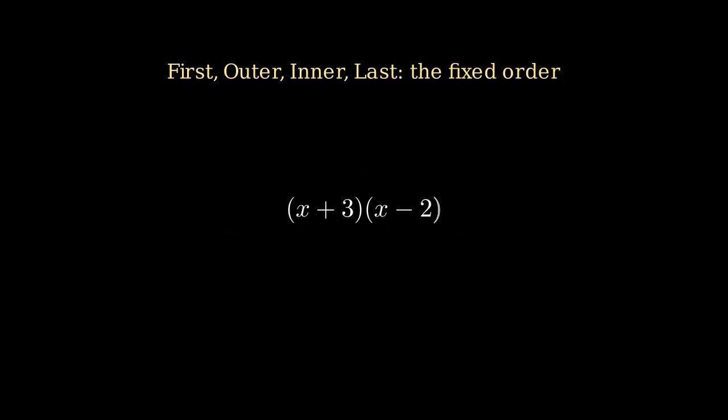First means the first term in each bracket multiplied together. Outer means the 2 outermost terms. Inner means the 2 innermost terms. Last means the last term in each bracket multiplied together.